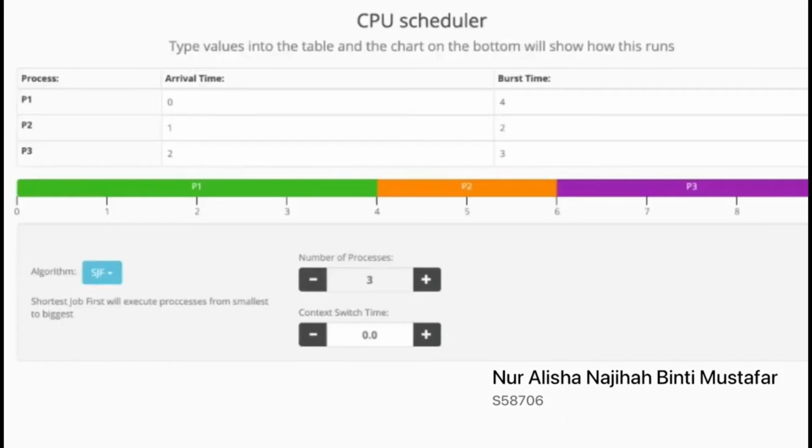For the Gantt chart, P1 will arrive first because the arrival time is 0, and P1 will end at 4 milliseconds. Next is P2 because the burst time is 2. Because in non-preemptive, we need to select the shortest burst time. The last process is P3, and the process will end at 9 milliseconds.